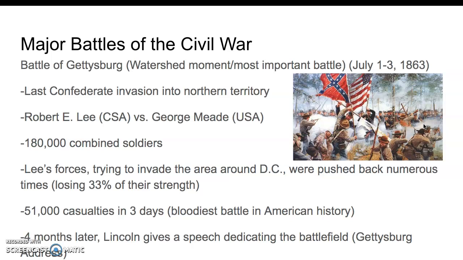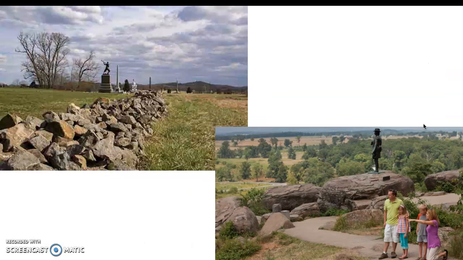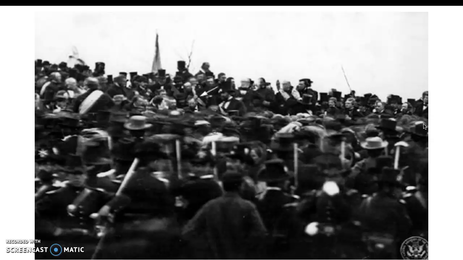You got 51,000 casualties in 3 days. And casualties is killed, wounded, missing in action. The bloodiest battle in American history over those 3 days. 4 months later, Lincoln gives a speech that dedicated the battlefield, which would now become known as the Gettysburg Address. You see Lincoln there, with all arrows pointing.